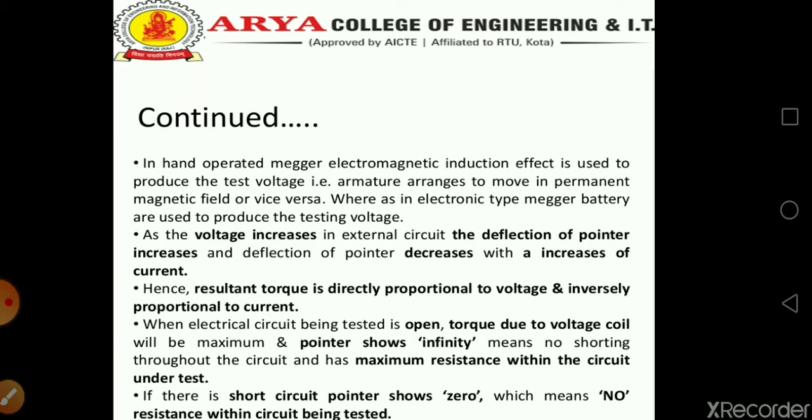As the voltage in the external circuit increases, the deflection of the pointer increases, and the deflection of the pointer decreases with an increase of the current. Hence, the resultant torque is directly proportional to the voltage and inversely proportional to the current. If there is a short circuit, the pointer shows 0, which means no resistance within the circuit being tested.